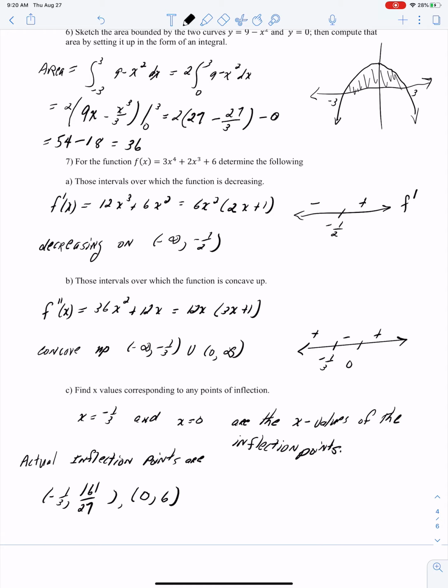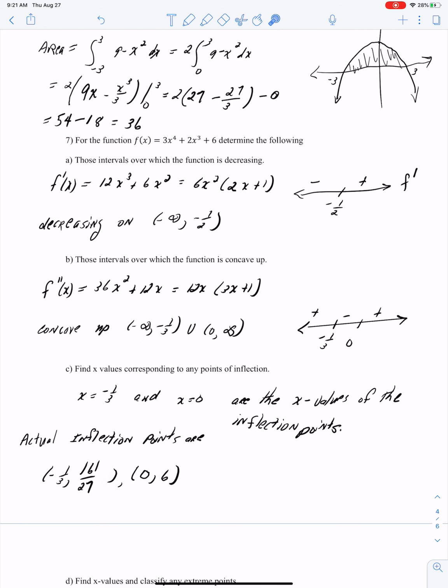All right, so where is my function decreasing? I can answer that question. It's decreasing where the first derivative is negative. That's from minus infinity to minus 1/2. And like your convention in Calc 1, we're not going to include the endpoints.